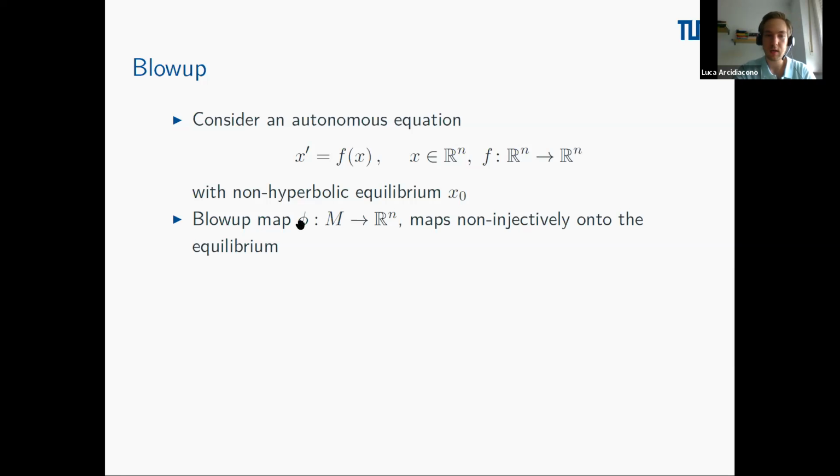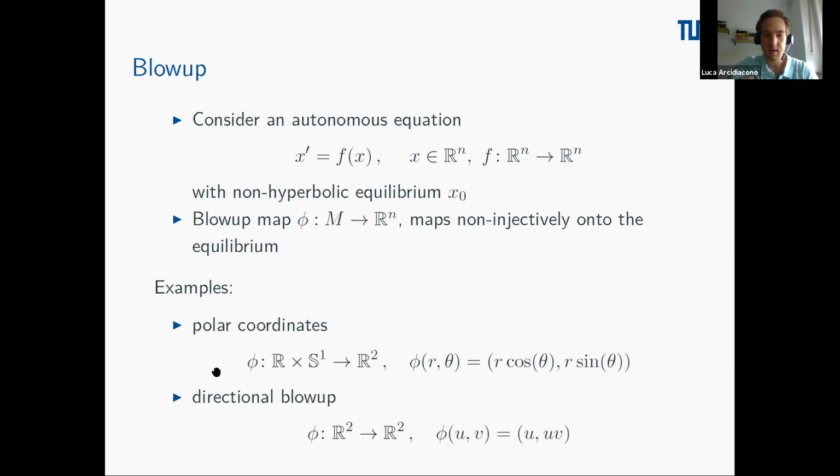For this, we use a Blowup map, which is mapping from some manifold into R^n, which is the phase space of our equation. The special thing that this Blowup map has to satisfy is that it's non-injective onto the equilibrium point. Every one of you knows some easy examples. The most common is just a simple polar coordinate change. In this case, for any angle, as long as the radius is equal to 0, we will get mapped to the origin.